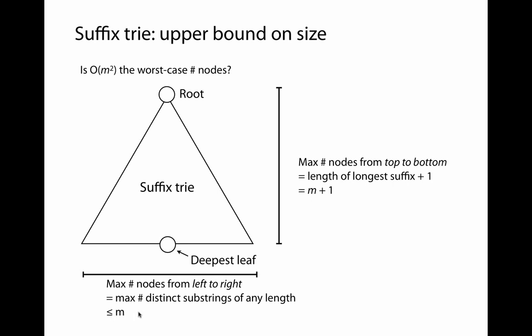So if the width of this tree is bounded by m, and the height of this tree is bounded by m plus 1, then yes, we can say that the worst case number of nodes in a suffix trie is in fact order m squared.